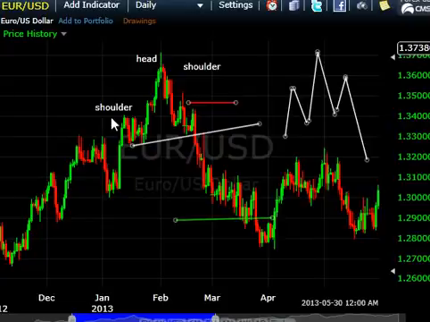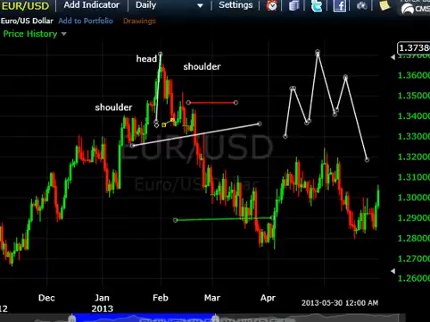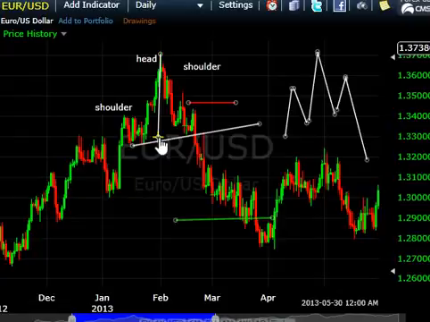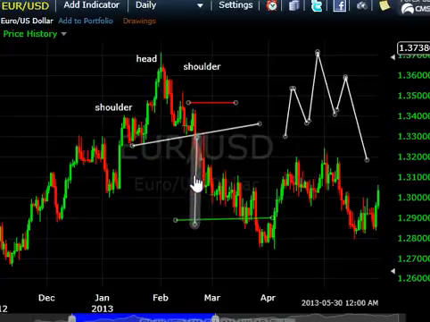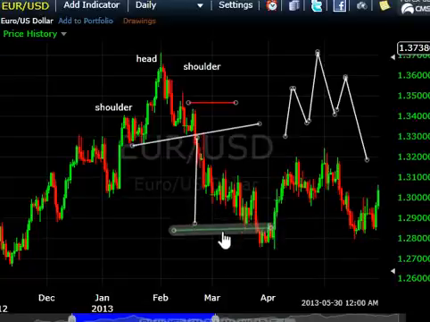So I would place that there. The target for the pattern is the height of the pattern, and if it's breaking to the downside, we subtract the height of the pattern from the breakout. As I mentioned in prior videos, instead of actually adding and subtracting all these numbers, I prefer just to grab a trend line tool, measure the height of the pattern, put one end on the breakout price, and wherever it finishes, that is our target.